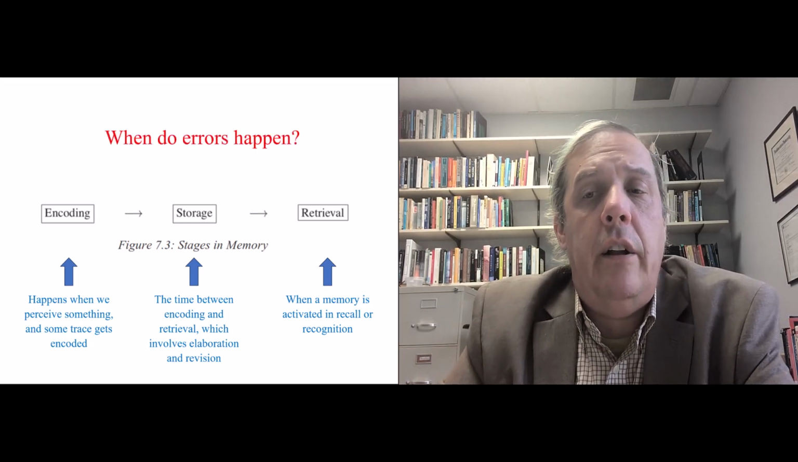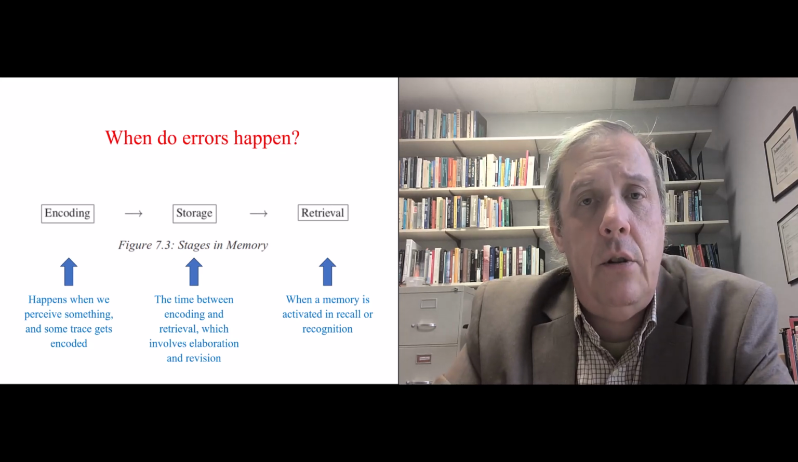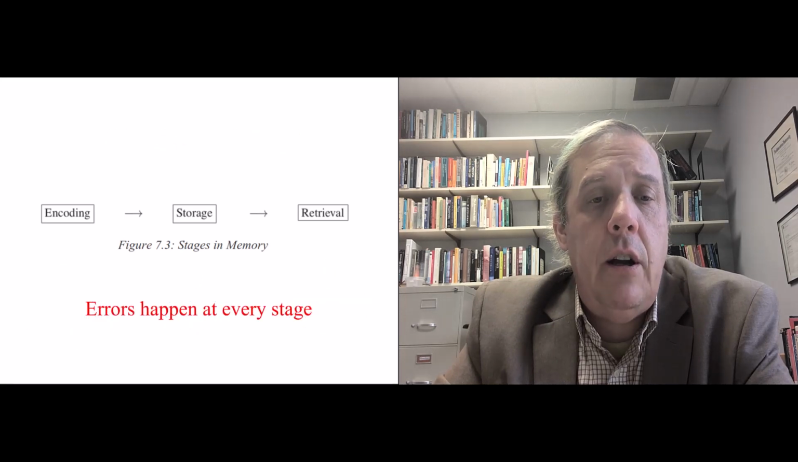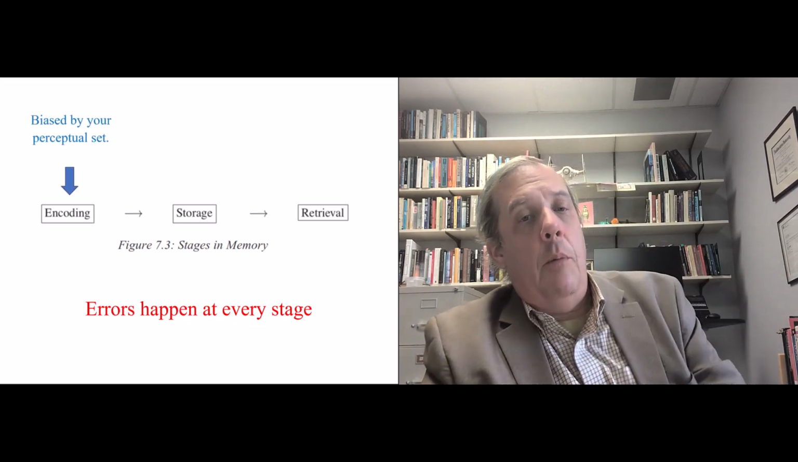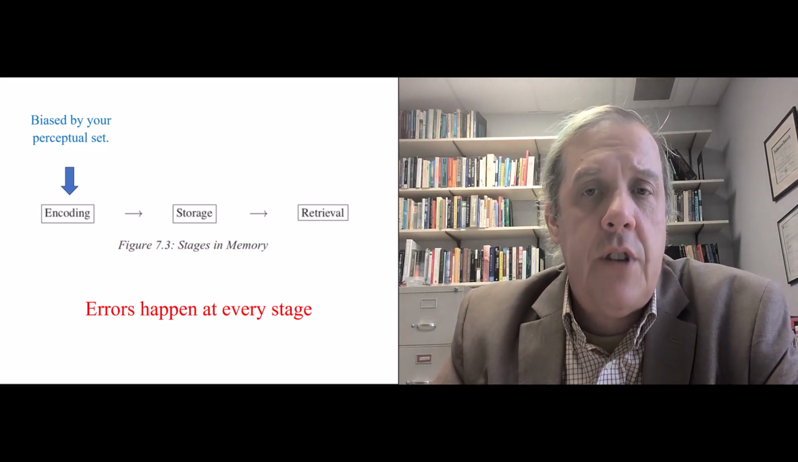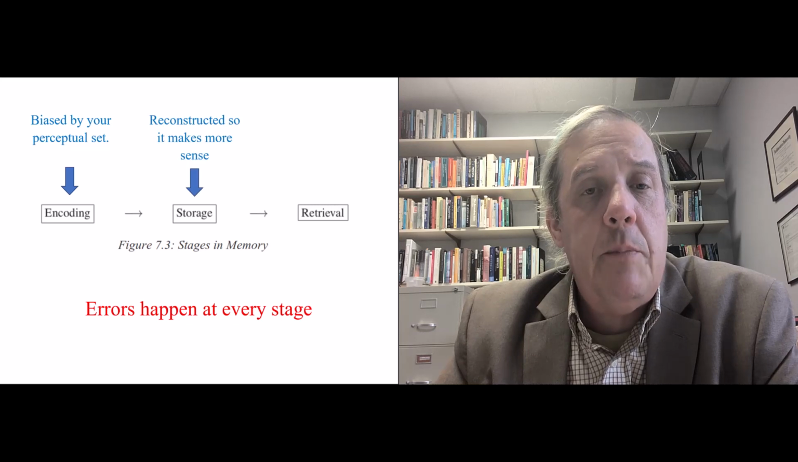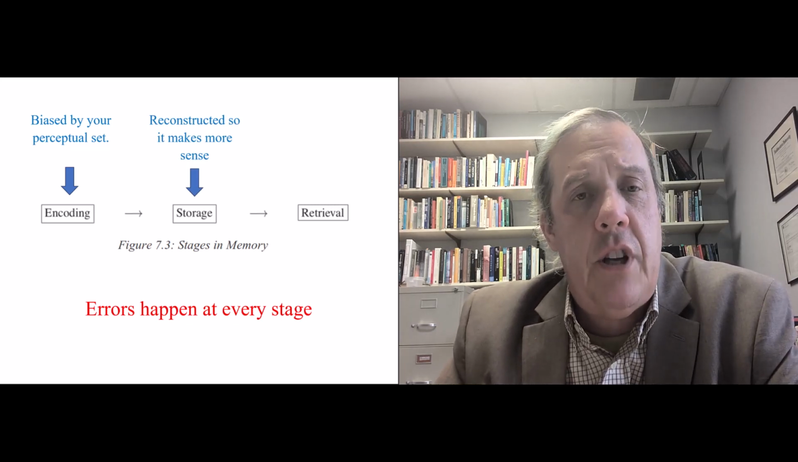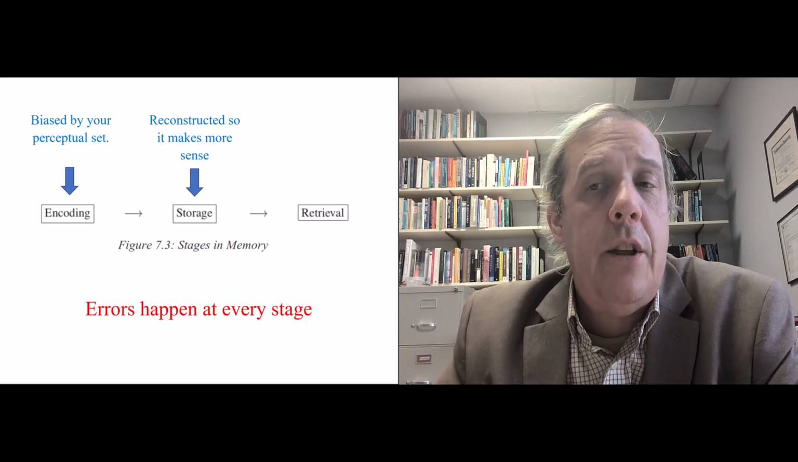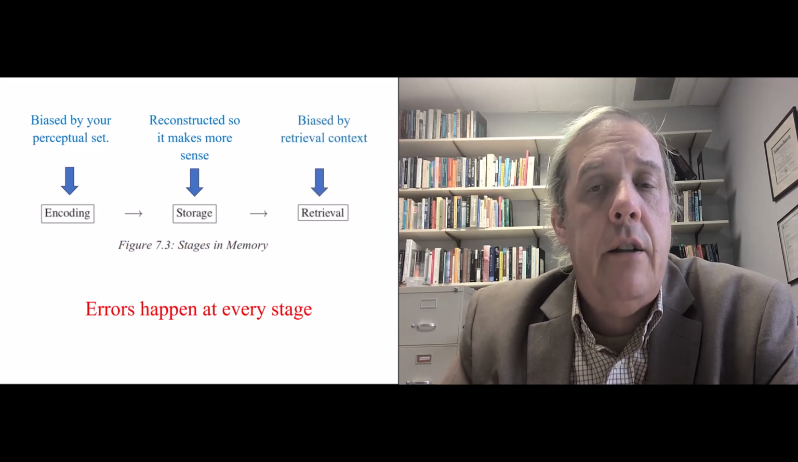So an obvious question to ask here is, when do errors happen? And you know from the reading that, in fact, errors happen at every stage. Encoding happens with perception, which means that it's biased by your perceptual set. Storage introduces errors because you are reconstructing your memory in a way that makes more sense. Retrieval is biased by the context of retrieval. So let's look at these 3 in detail.